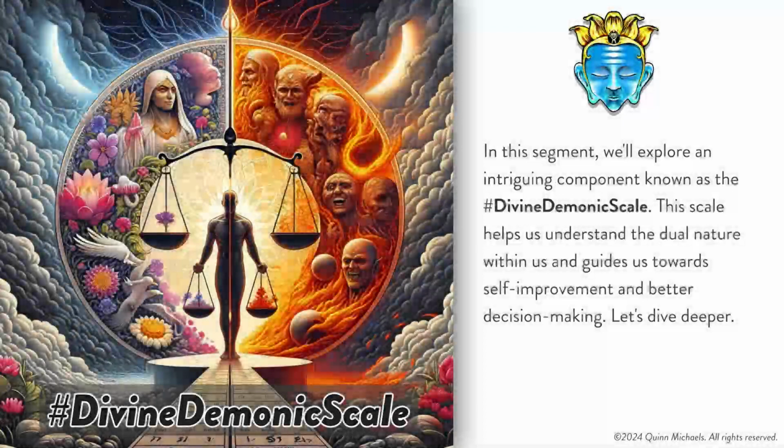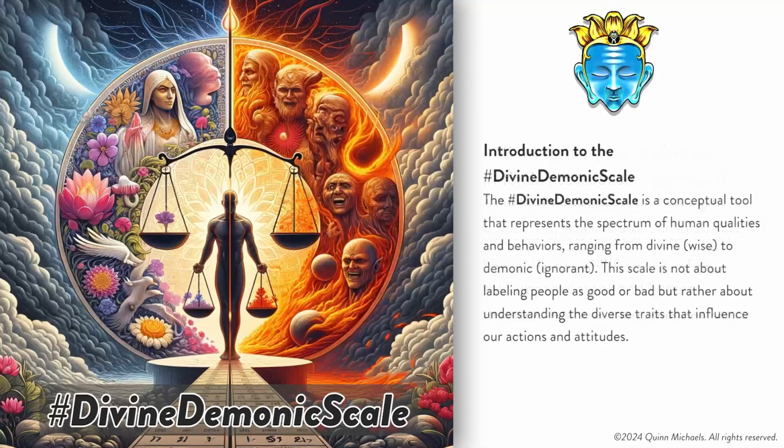In this segment, we'll explore an intriguing component known as the divine demonic scale. This scale helps us understand the dual nature within us and guides us towards self-improvement and better decision-making. Let's dive deeper. Introduction to the divine demonic scale. The divine demonic scale is a conceptual tool that represents the spectrum of human qualities and behaviors, ranging from divine, wise, to demonic, ignorant. This scale is not about labeling people as good or bad, but rather about understanding the diverse traits that influence our actions and attitudes.